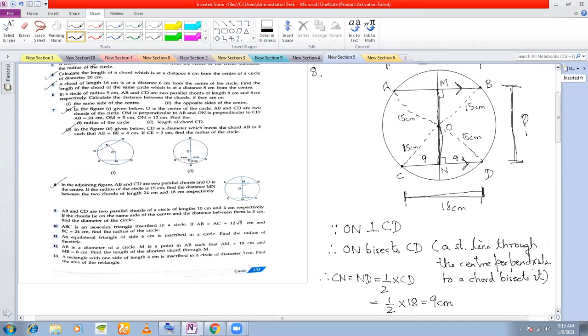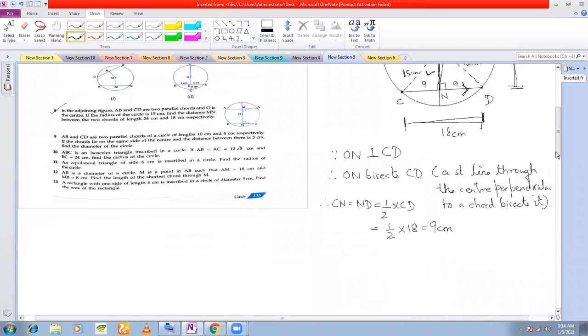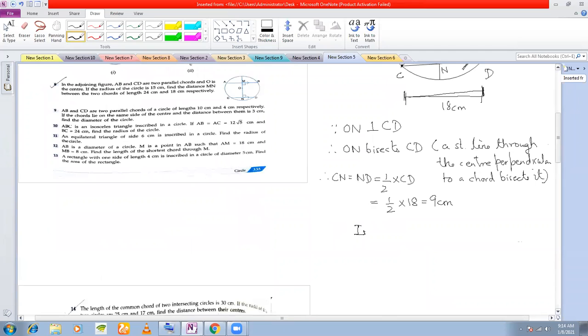Right? Now you consider this right angle triangle. You can also consider this right angle triangle, no problem. Any one of the right angle triangles you consider. Let us consider this right angle triangle, ONC. In this, you see that OC is the hypotenuse, CN is the base, and ON is the perpendicular. You know the hypotenuse and you also know the base. Therefore, you can find out the perpendicular ON. So let us find out the perpendicular ON in triangle ONC.